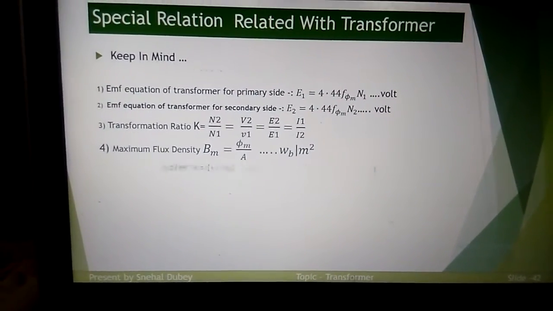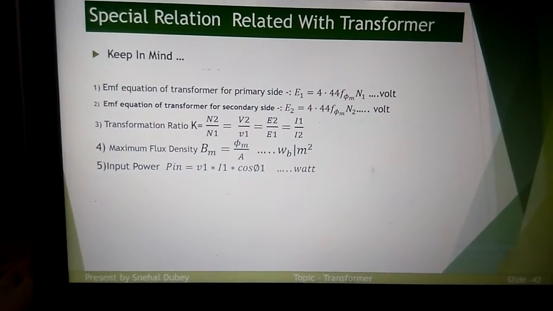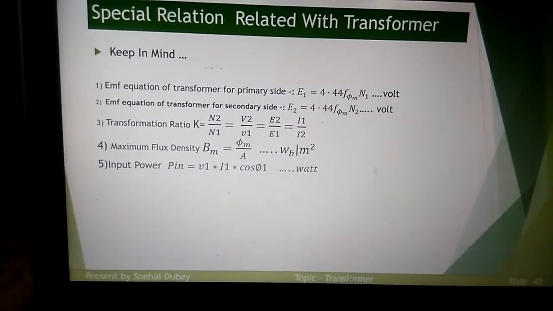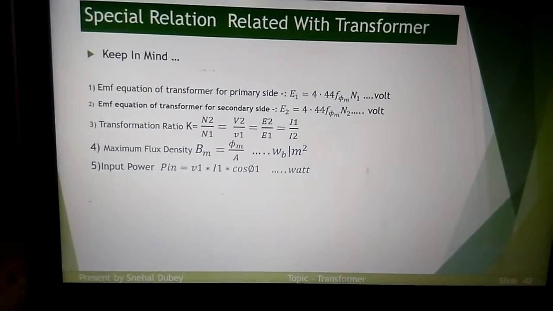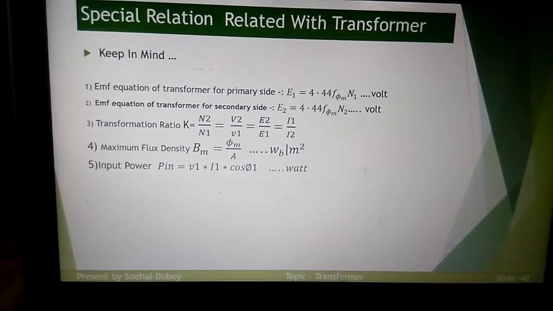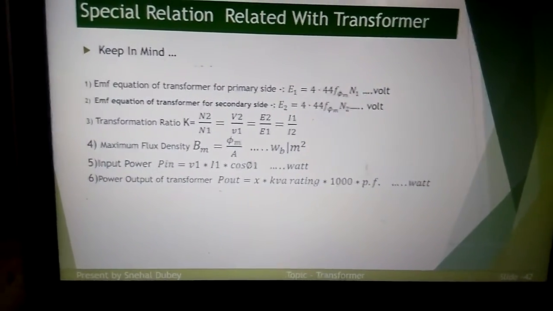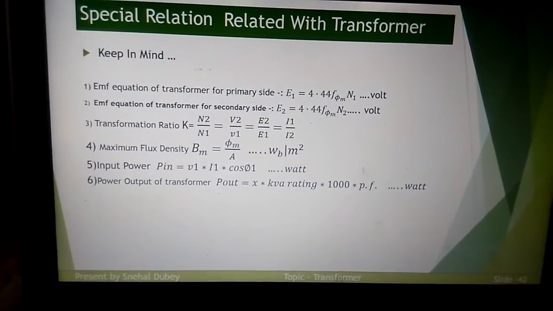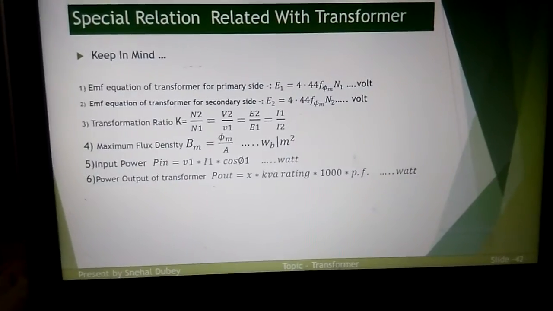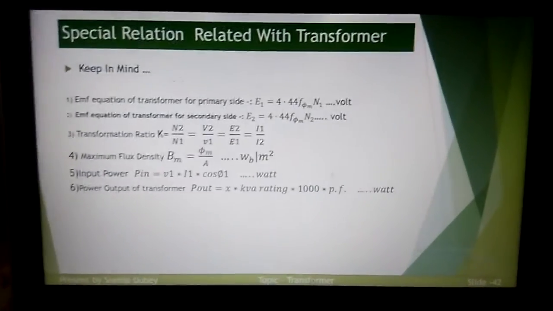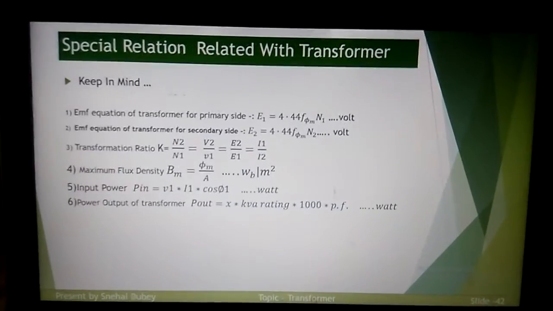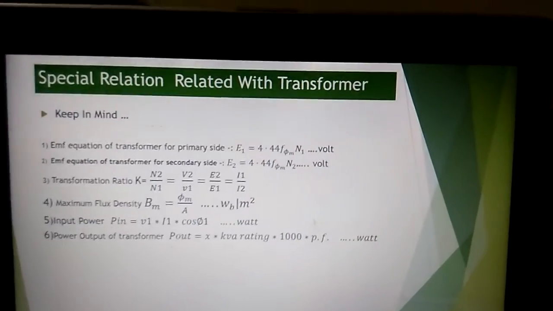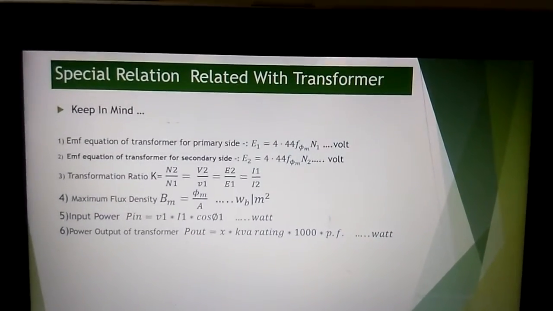Next, input power. As it is a single phase transformer, the input power will be V1 into I1 into cos phi 1. The unit of power will be watt. Power output of transformer, Pout is equal to X into kVA rating of transformer into 1000 into power factor. X is the load component of transformer, kVA rating of transformer is the output rating, 1000 comes for the kilo, and the unit is also watt.